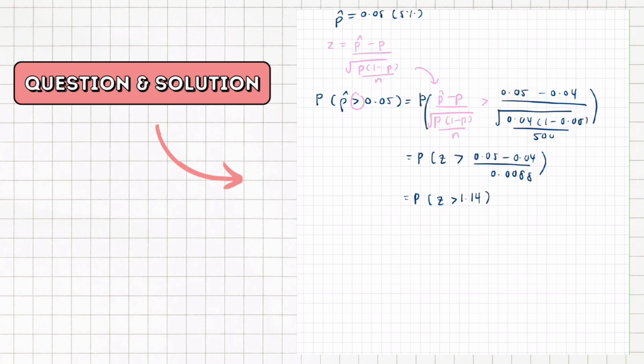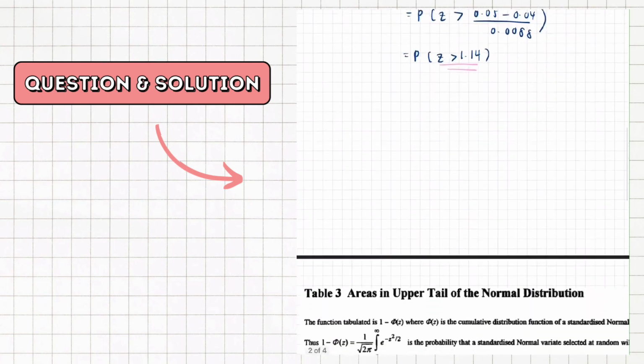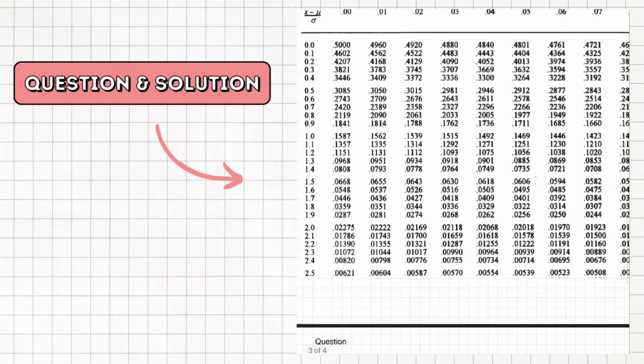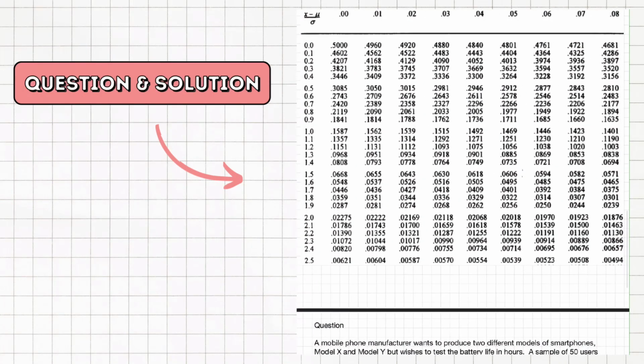So this is where we will refer to the z-table. So I will show you. Our value is 1.14. So this is 1.1, it will be in this row, and this is 0.04. 1.14, so it gives us a value of 0.1271.